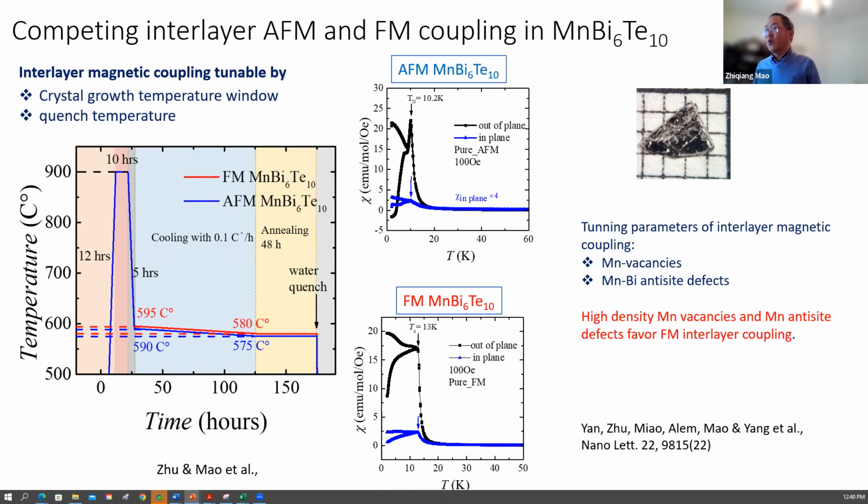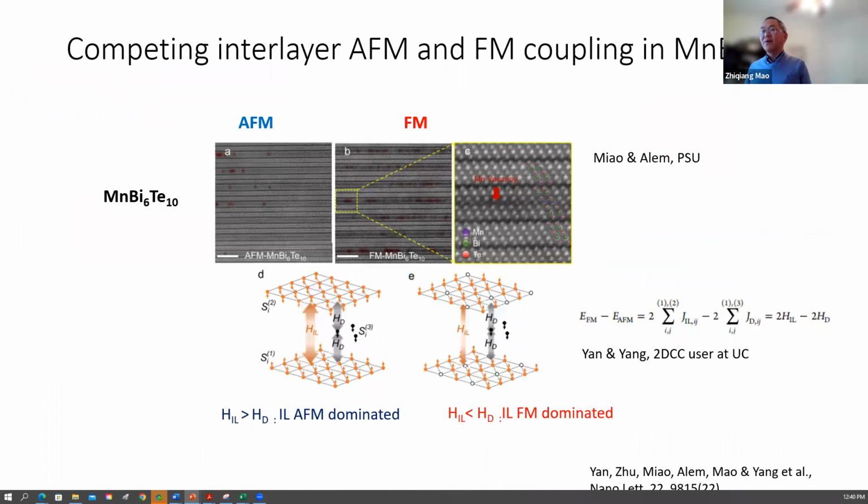Our systematic work showed that the switching of magnetic phase is basically due to the difference in manganese vacancies and manganese anti-site defects. We found that a high density of manganese vacancies and manganese anti-site defects favors the ferromagnetic phase. This was revealed from the TEM study. This work was done by Lei Qin under the guidance of Nassim.